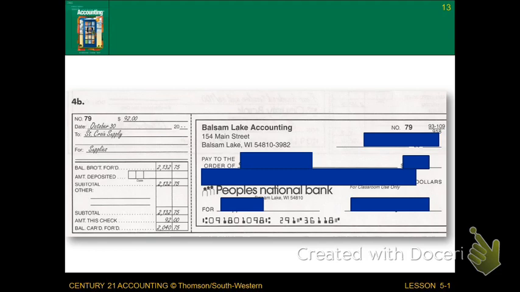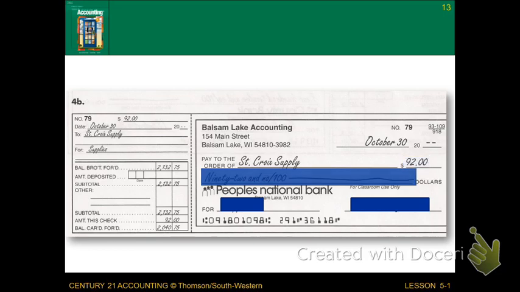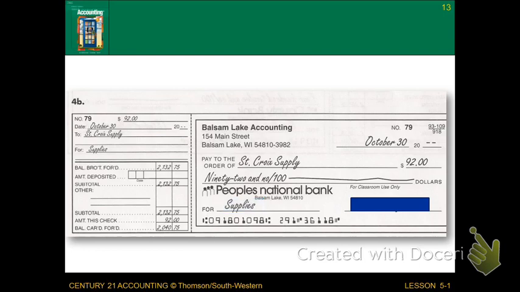So let's fill out the check. To fill the check out, we have to write the date, October 30th, 2014. This is going to the order of St. Croix Supply for $92.00. So we have to write that again in words below this, 92 and no/100. And again, if you have any remaining space, draw a line on there so no additional words can be added in. And the "for" line is for supplies, a little memo to ourselves so we don't forget why we wrote the check. And then you'd sign your name below that. And that's how you write the checks. And that's how we also write our check stubs.